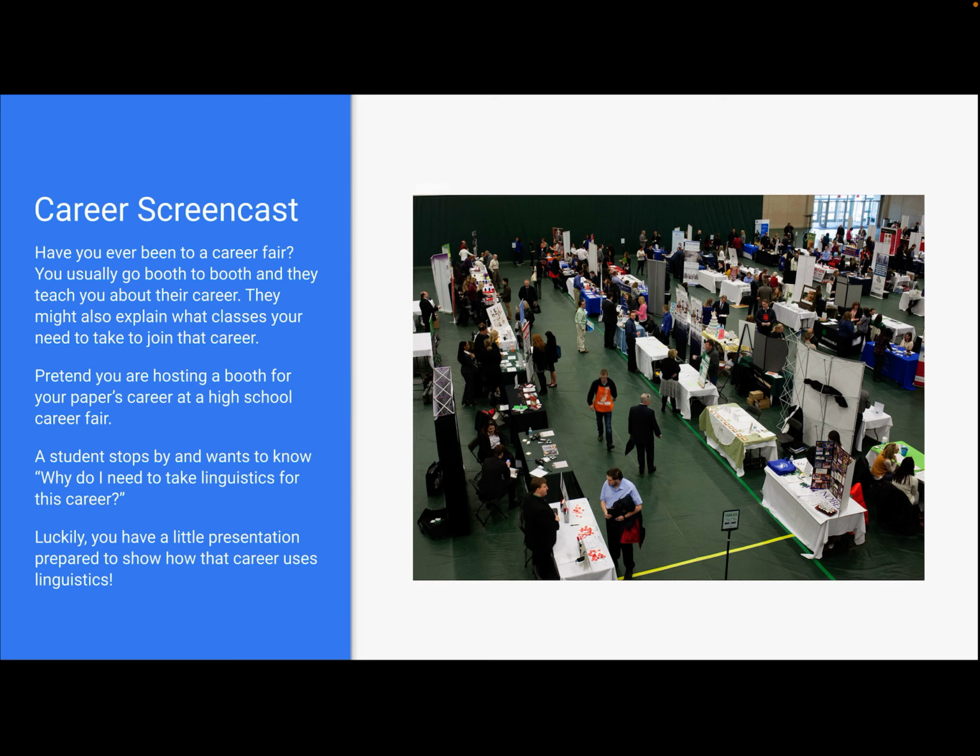These consist of various booths. Students browse booth to booth to learn about a career and its coursework. Suppose a student stops at your booth. Your task is to inform the students about the career and why linguistics is important for that career.